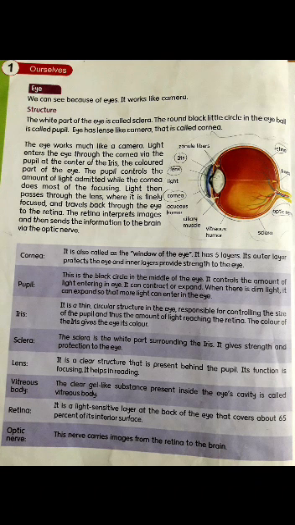There is a round black circle present in your eye. You can see that black circle. That is called as pupil. Eye has a lens which works like a camera, and that is called as cornea.